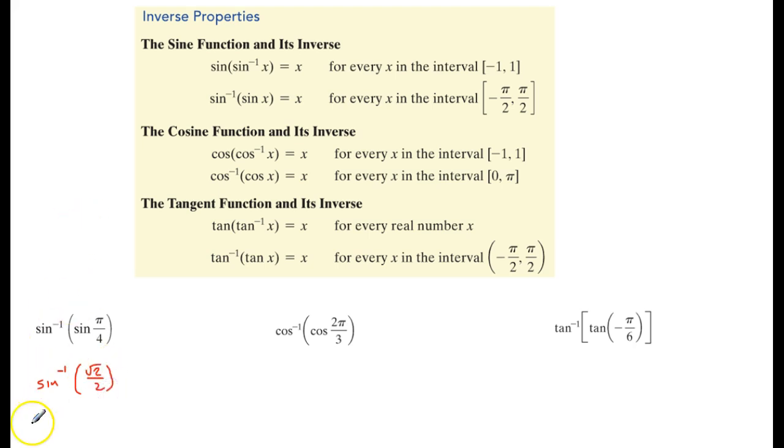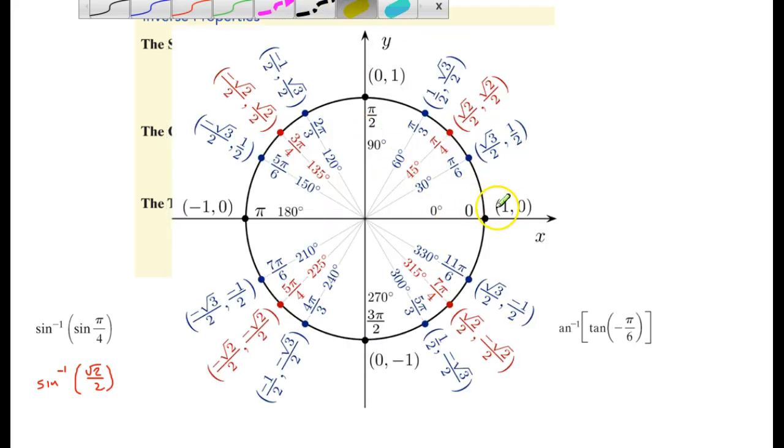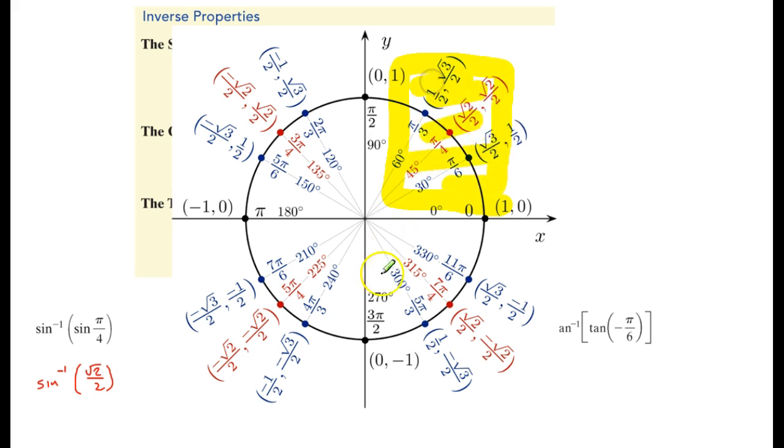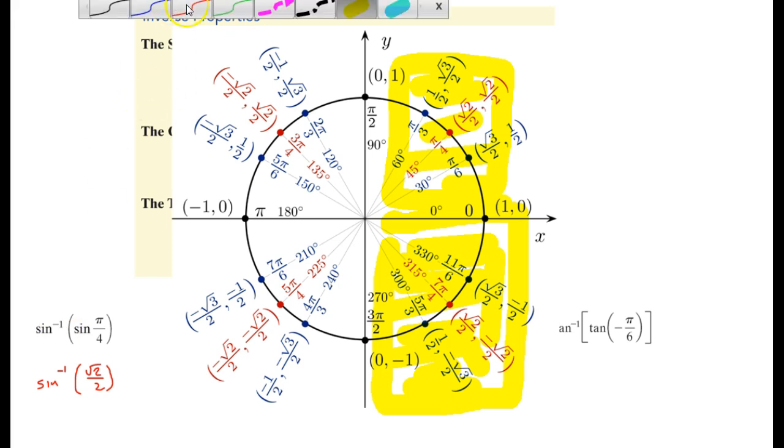Well, again, bring back your unit circle. And remember, for arc sine, we have to be in quadrant 1 or quadrant 4. For arc sine, arc tangent, we're here. For arc cosine, we're in quadrant 1 and 2. And you ask yourself, where in these two quadrants is the sine, the y coordinate, the square root of 2 over 2? And right here it is. So the arc sine of square root of 2 over 2 is that angle, pi over 4.